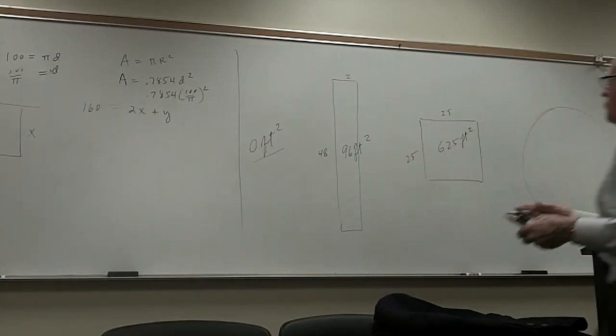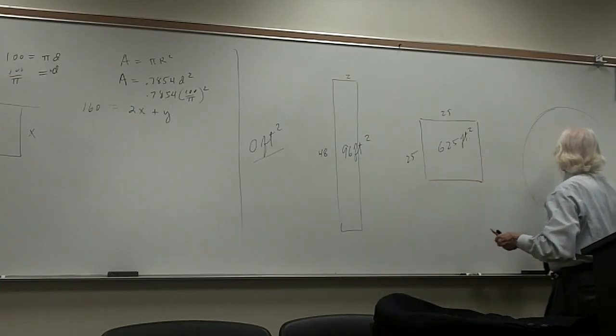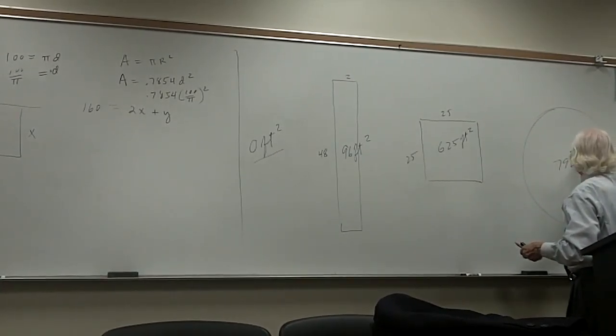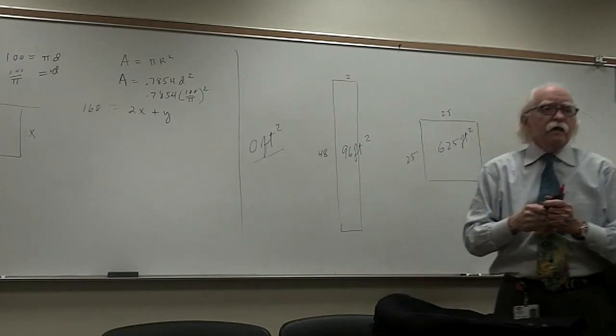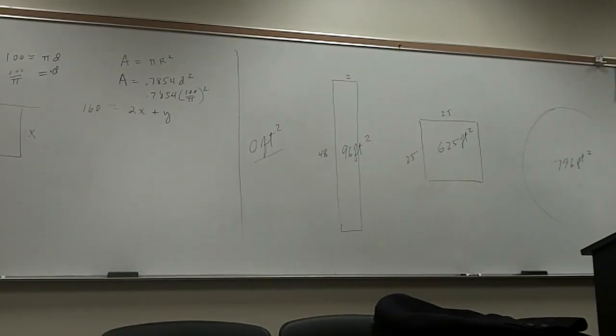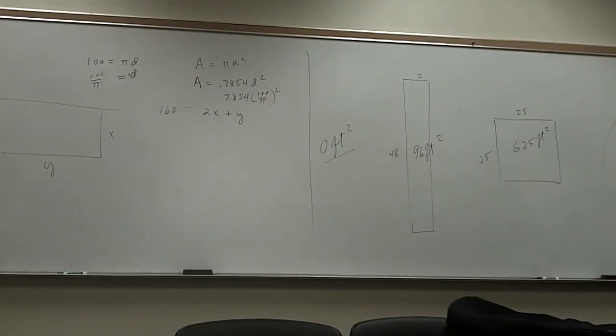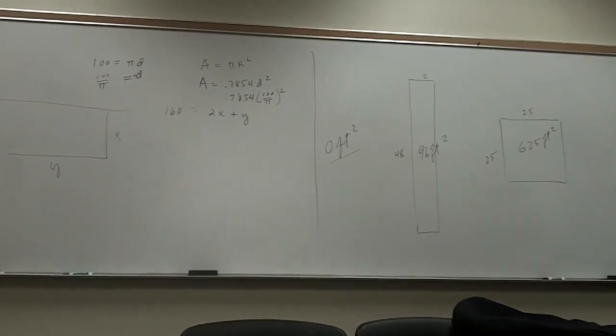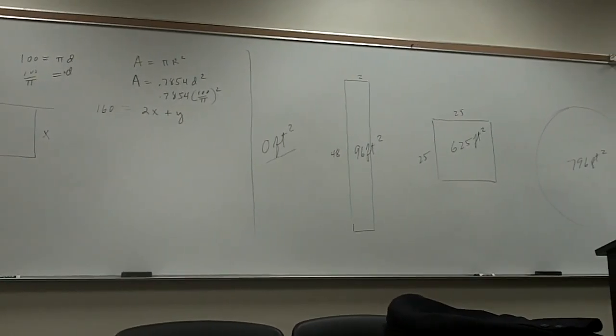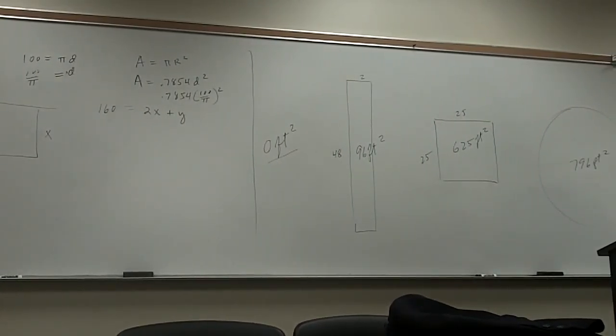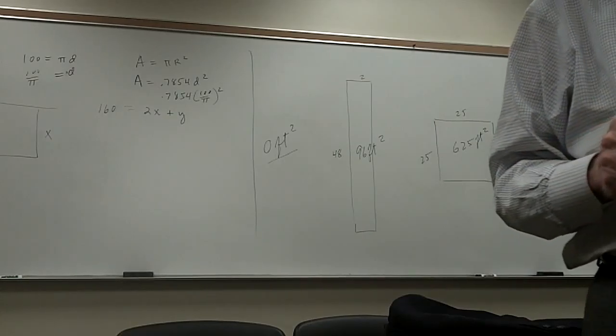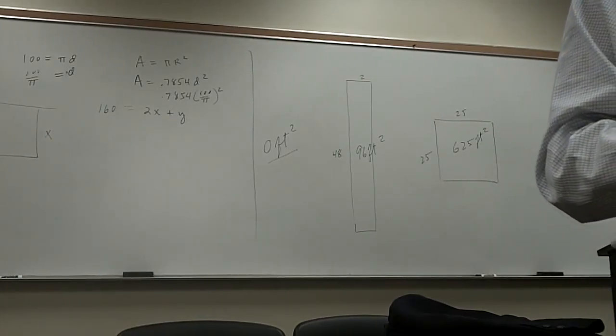796. So you go from 625 square feet to 796 square feet. Folks, you cannot take a string and make it in any other shape other than the circle to maximize the area that you enclose. That is maximum. That is an elementary problem in calculus that you have to show, that a circle is in fact the maximum area for an enclosed figure.